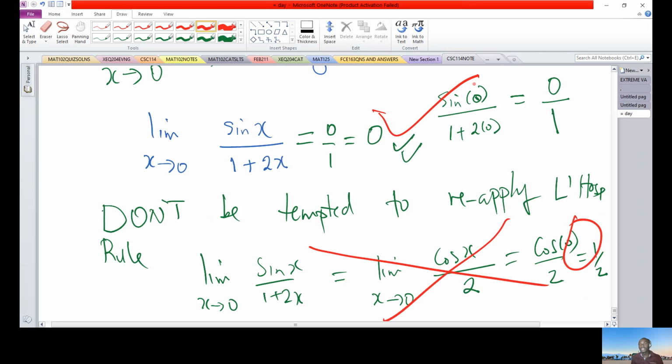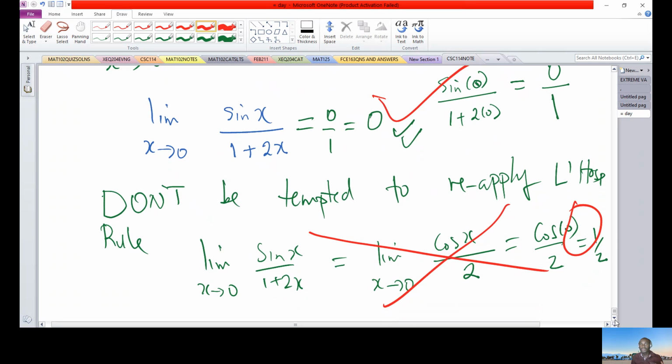So before you are tempted to apply L'Hospital rule, ensure that you test the case of 0 over 0 or infinity over infinity. If that condition is not satisfied, please, my friend, don't be tempted to apply L'Hospital rule.